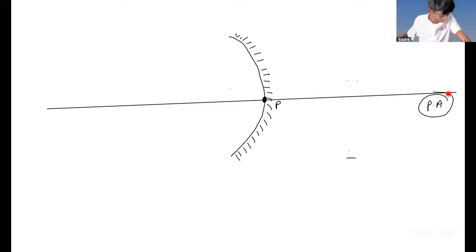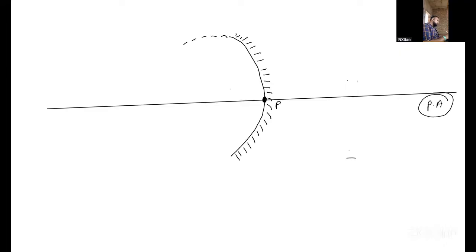I told two terms right now. The midpoint of the reflecting spherical mirror is called the pole. The imaginary line passing through the pole is called the principal axis, PA. Now, for example, this spherical mirror is making a circle. It's a part of a circle. That's why it is like that. Now the circle has a midpoint.